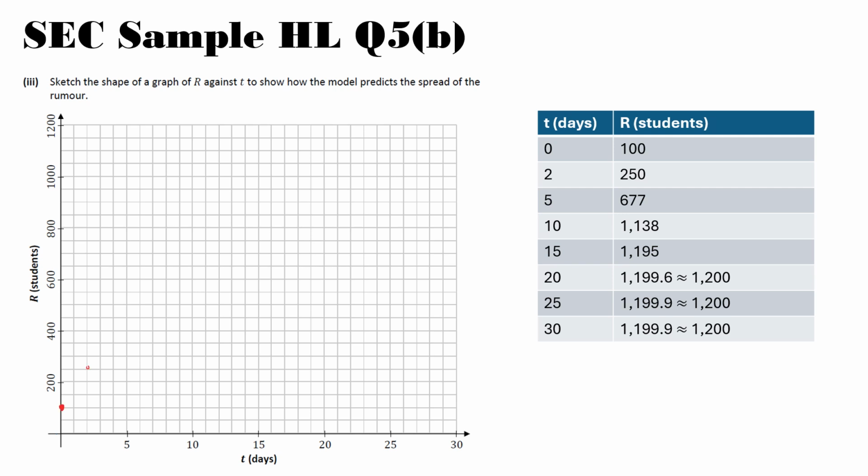So if we plot these points, they're not going to be absolutely perfect, but we can see that from t equals 15 onwards, we're pretty much up there at the 1200. So we get a graph that is roughly this shape.